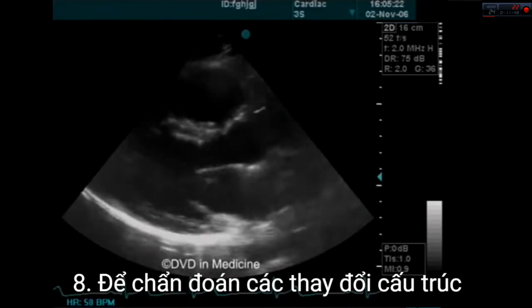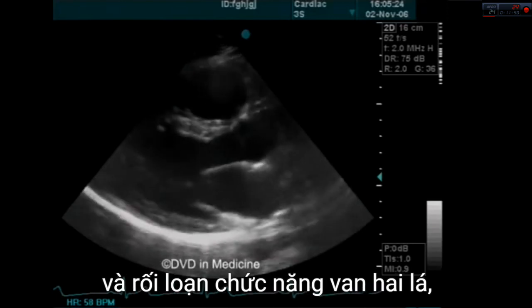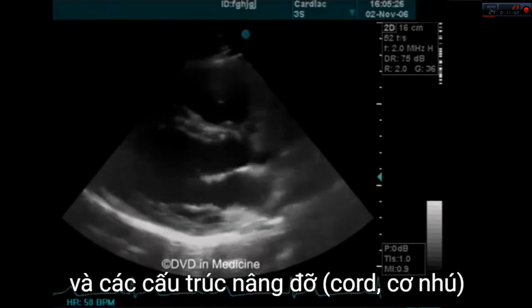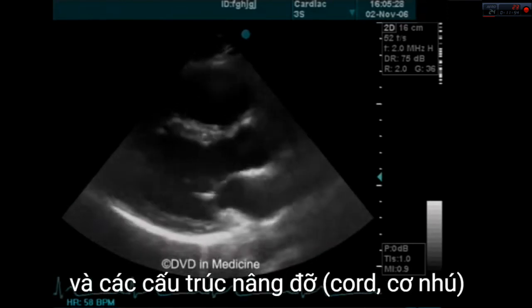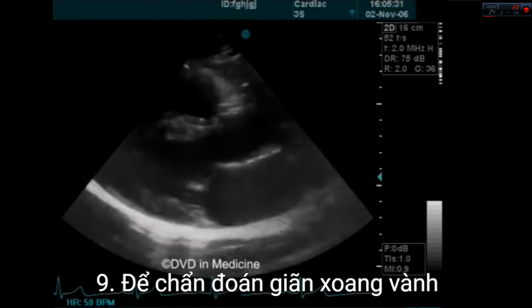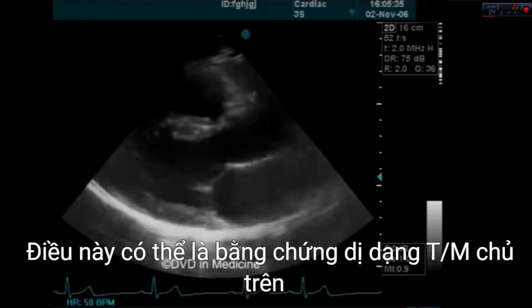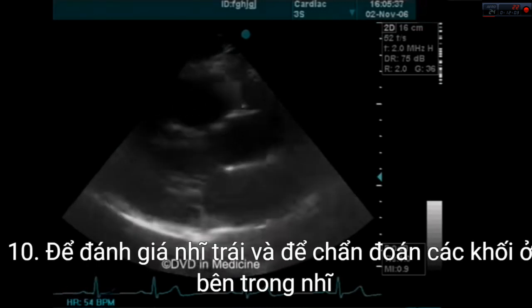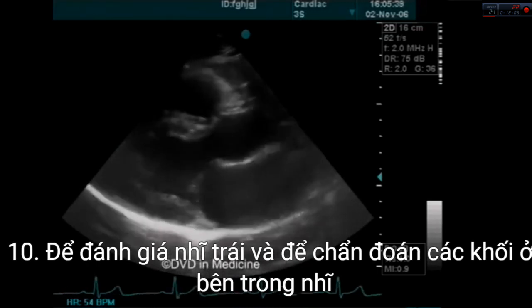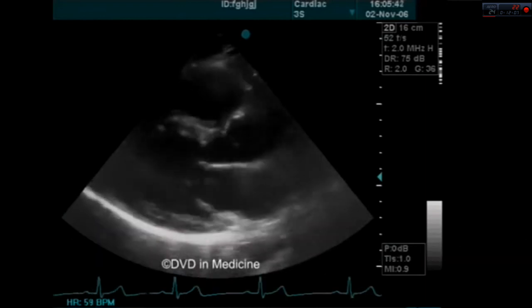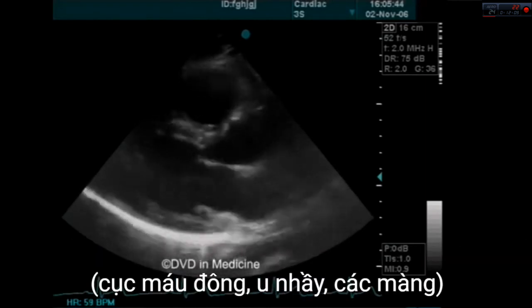8. To diagnose structural changes and dysfunctions of the mitral valve and its supporting structures, cord, papillary muscles. 9. To diagnose coronary sinus dilation. This can be evidence of persistent left superior vena cava. 10. To assess the left atrium and to diagnose masses inside it, thrombus, myxoma, membrane.